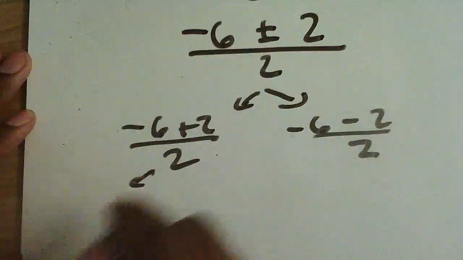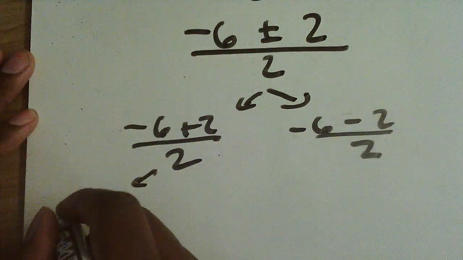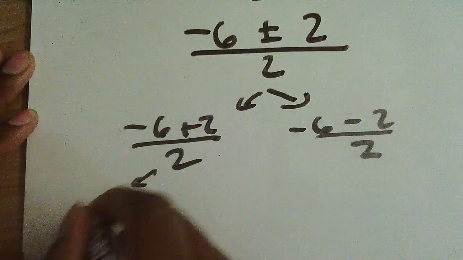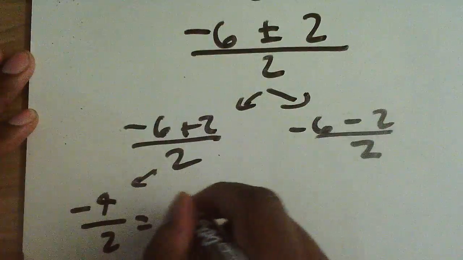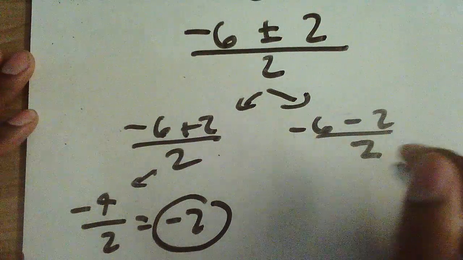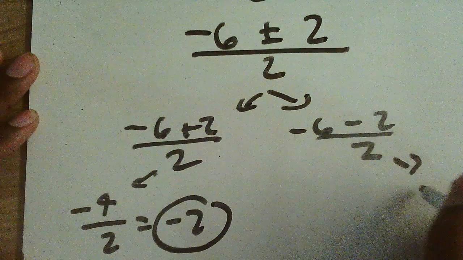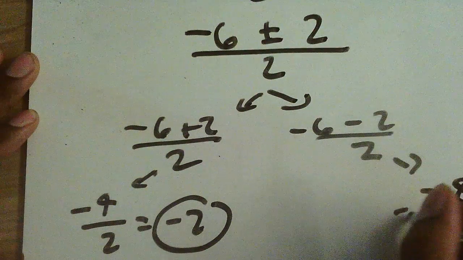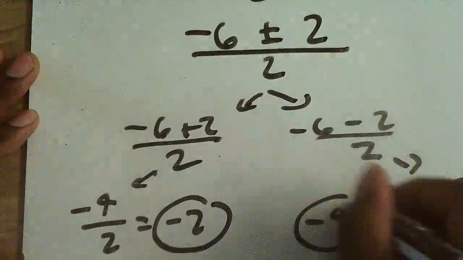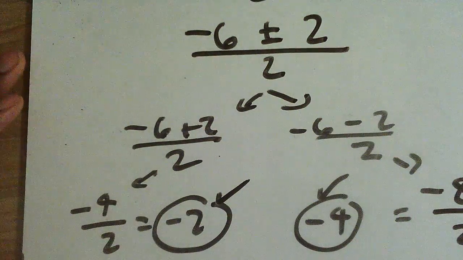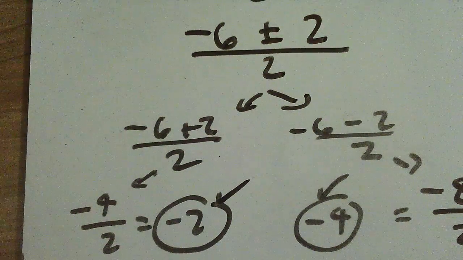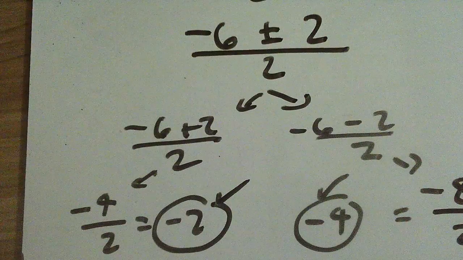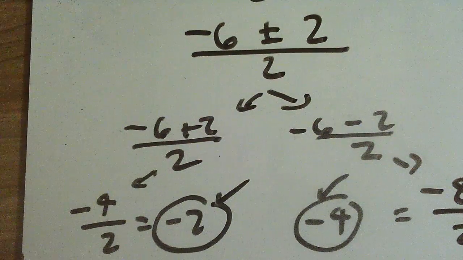This one right here becomes negative 4 over 2, which is negative 2. And this one right here becomes negative 8 over 2, which is negative 4. So these are your two answers. So that was just a recap of what we've gone over.